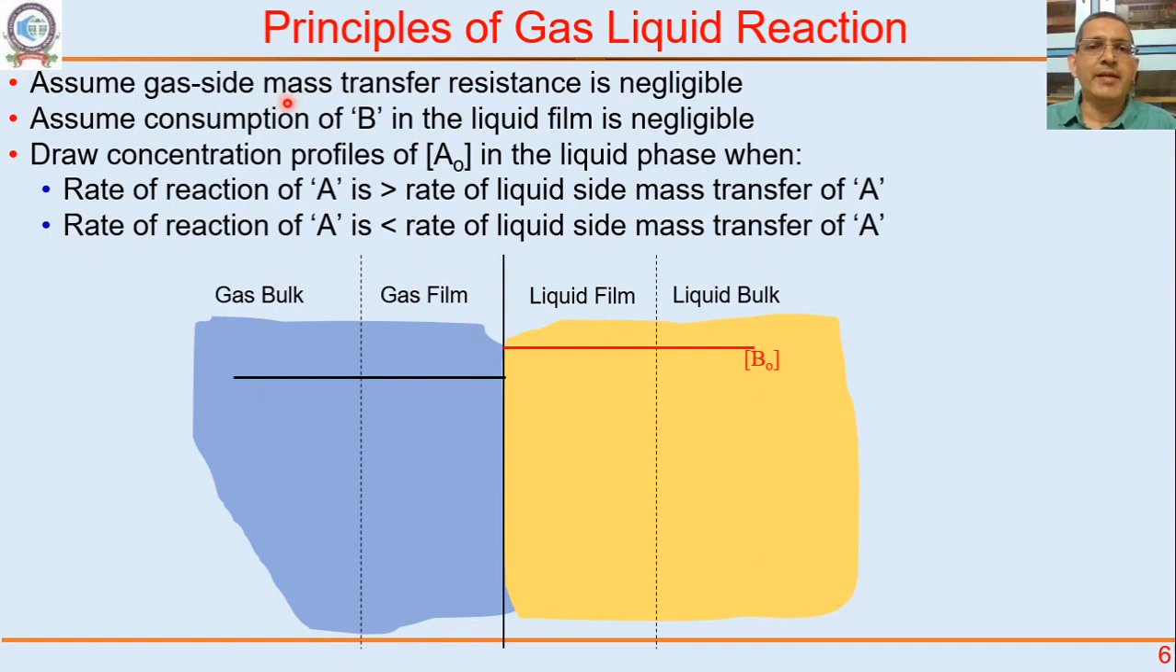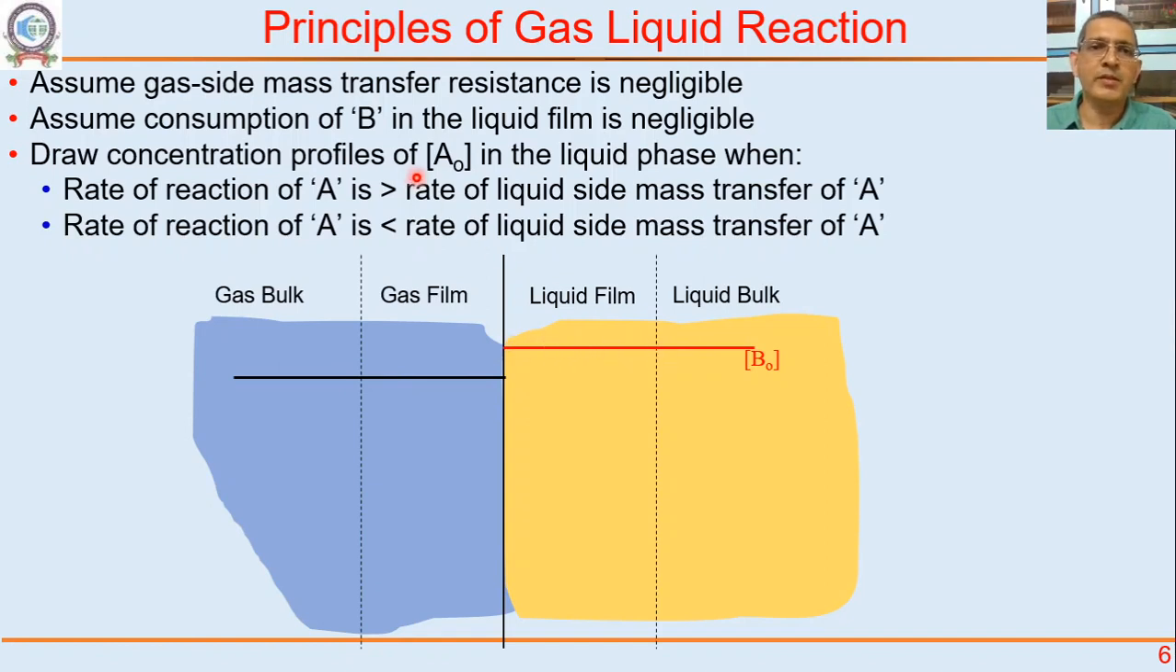Suppose I assume gas side mass transfer resistance is negligible, and we assume that consumption of B in the liquid film is negligible. Then concentration of A would be like this, and concentration of B would be like this.